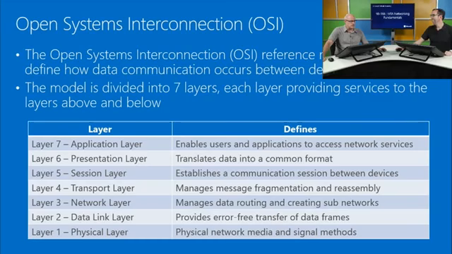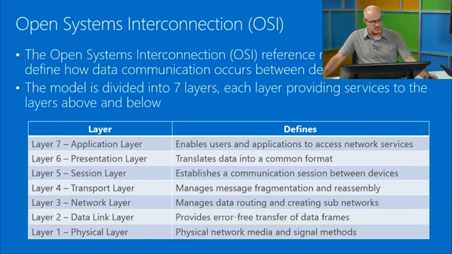Layer 4, the transport layer, manages message fragmentation and reassembly. Layer 3, the network layer, manages data routing and creating subnetworks. We've talked a little bit about subnetworks when we talked about LANs. Layer 2, the data link layer, provides error-free transfer of data frames. And finally, layer 1, the physical layer, covers physical network media and signal strengths. Now, this model may seem kind of daunting, but this is the model that enables network communication.